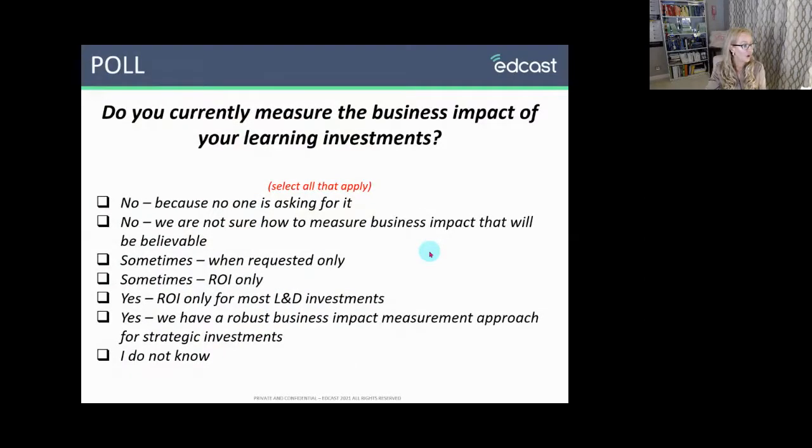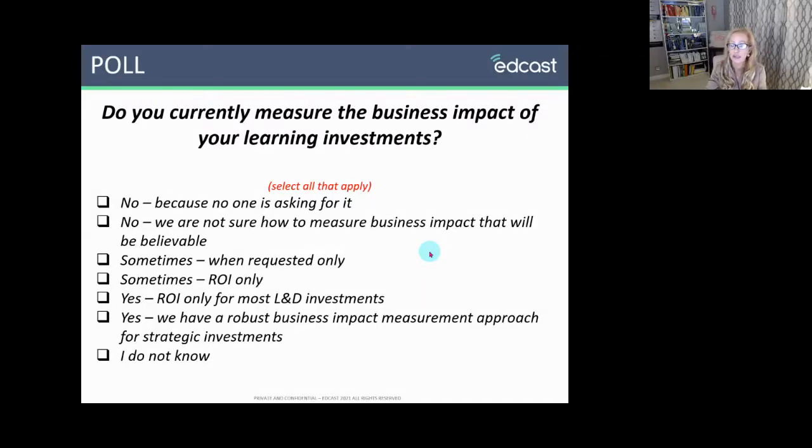So I have a poll. Let's pull up the first poll. You can see the questions here while we're pulling the poll up. So do you currently measure the business impact of your learning investments? And this is a select all, so select as many as you like.